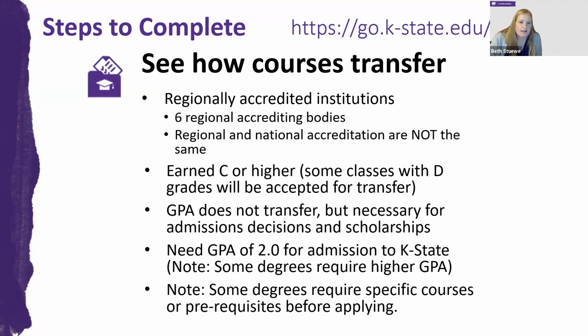You'll see that the GPA itself does not transfer into K-State. So when you look at your K-State transcript, it will not have grades from other institutions factored into your K-State GPA. We do, however, need to know what those grades are and your GPA, because that's going to be used for both admission and for scholarship purposes.